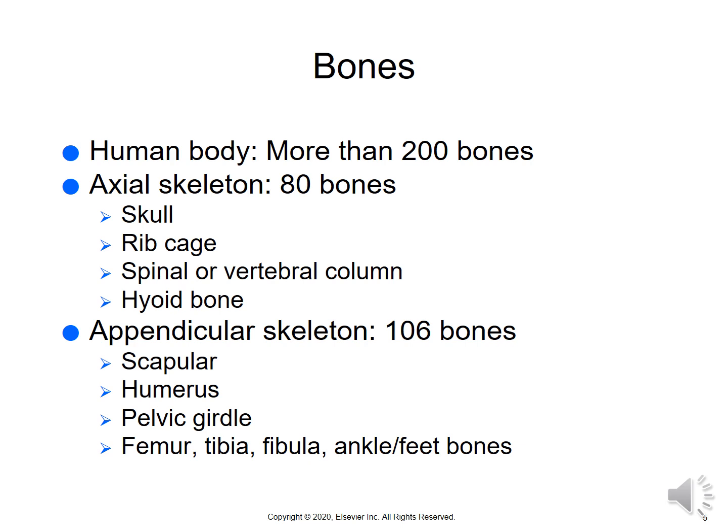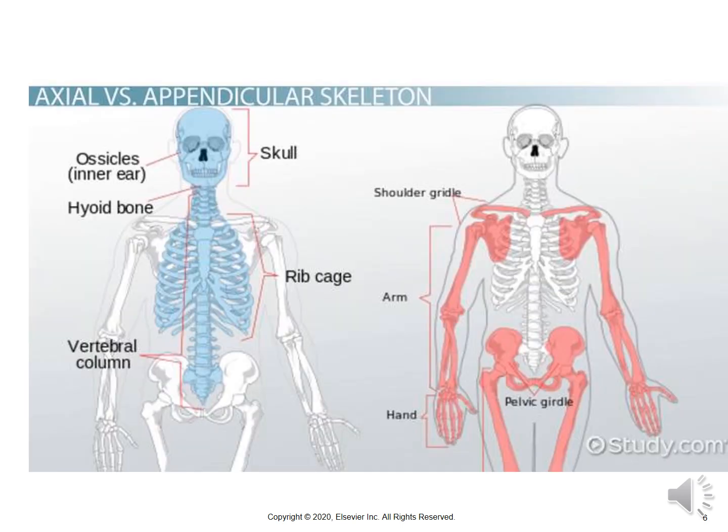Then you have the appendicular skeleton, or if you can think of that word as appendages on the outside, which makes up the scapula or the collarbones, the humerus, the upper arm bones, the lower arm bones, the pelvic girdle, the areas of the hip bone, the femur, the tibia, fibula, ankle, feet, and bones, and so on. And you can see it represented on this diagram here.